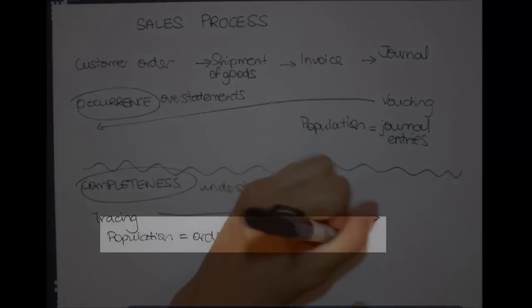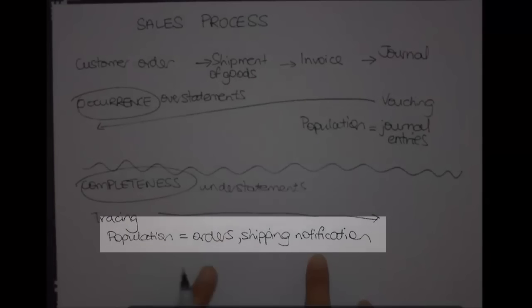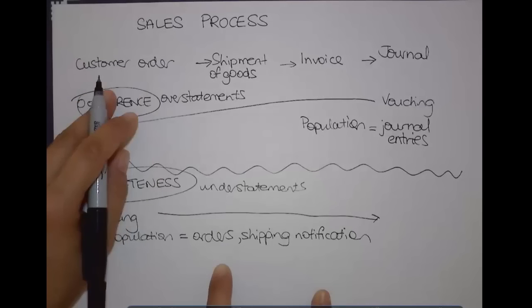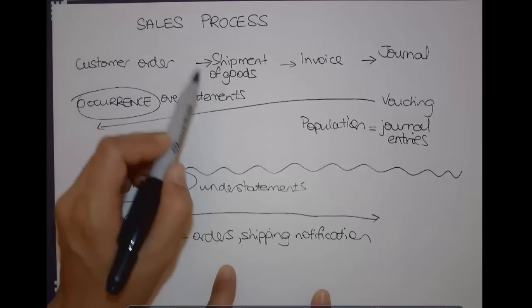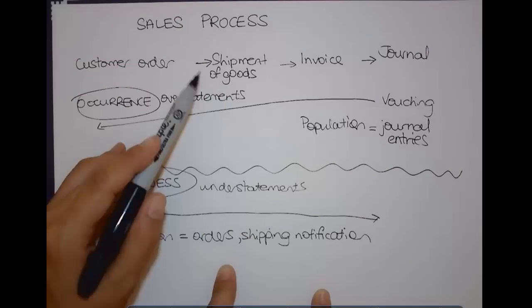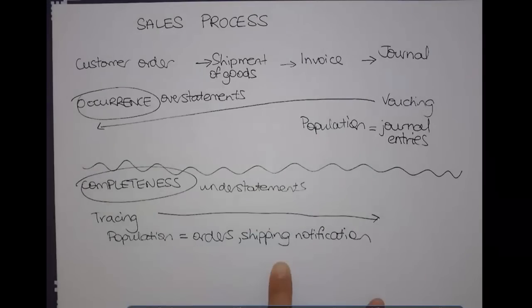Alright. So which of those might you use? If you're sure that every order results in shipment of goods, you could pick customer orders. You might pick shipment of goods because we can't recognize revenue until goods are actually shipped. So either of those would be okay.